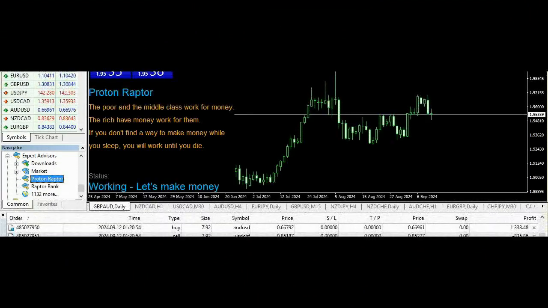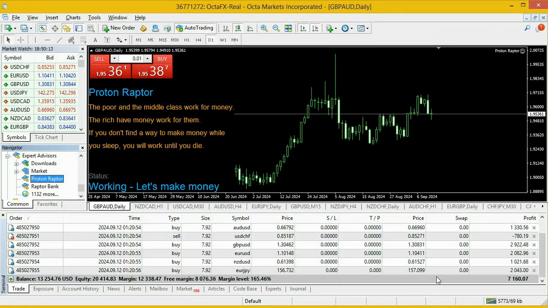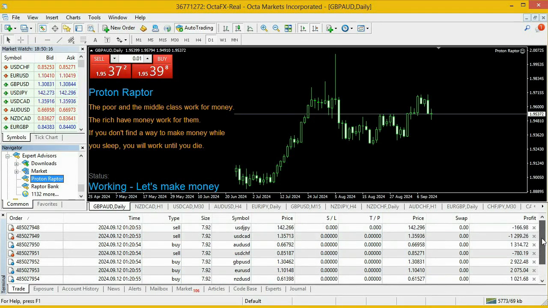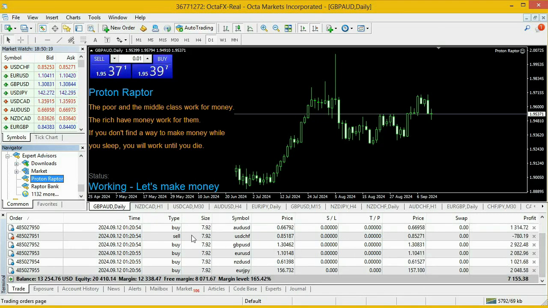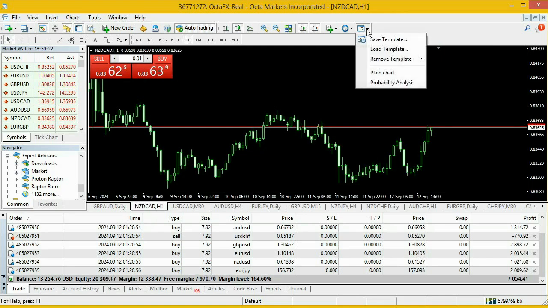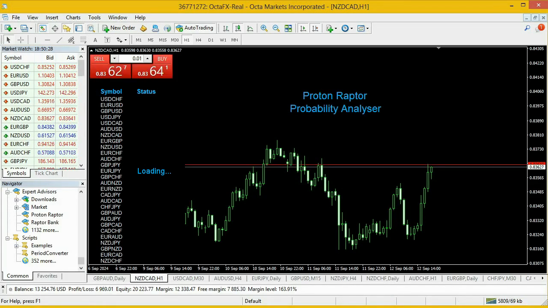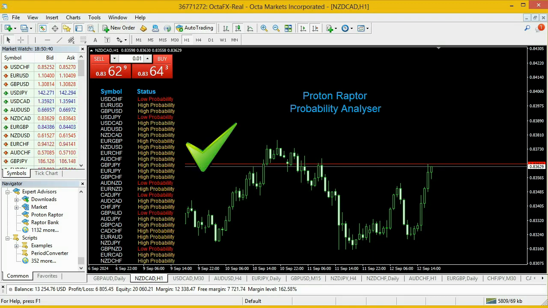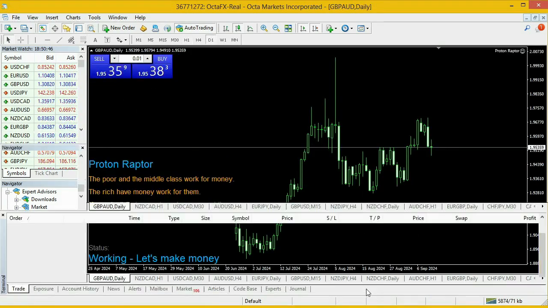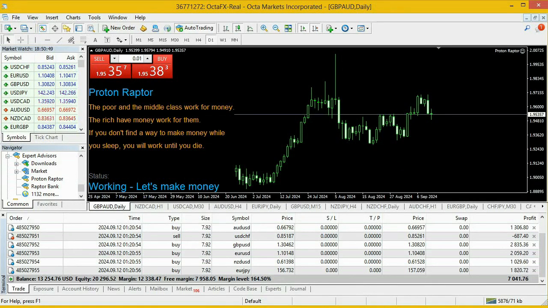A little over 18 hours into the trades, this is where we are. Again, these are all the trades. We check our success probability analyzer again. Everything is still good, so we leave things as they are. Moving forward.